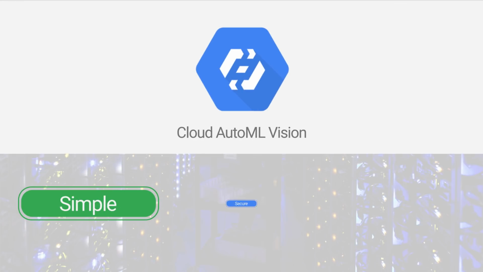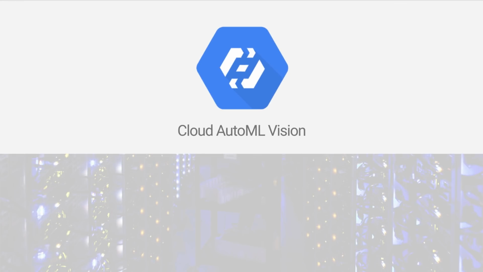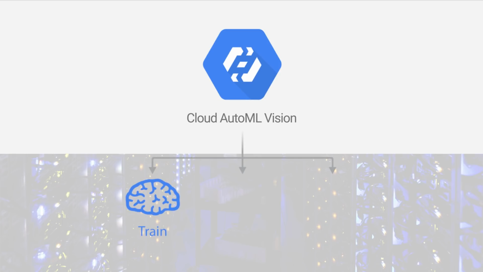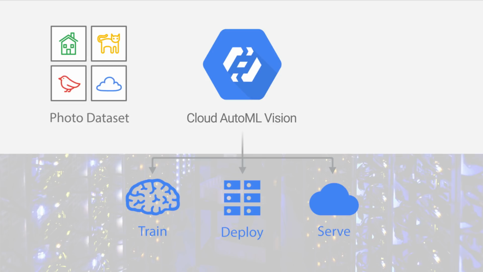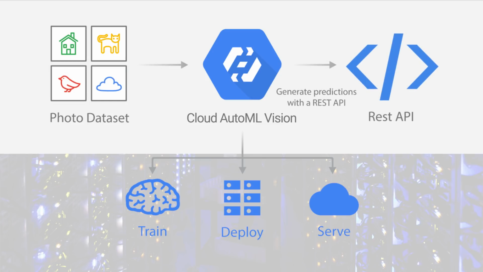Cloud AutoML Vision lets businesses and developers with limited machine learning expertise train custom vision models for their own use cases. Developers can upload their own labeled or unlabeled dataset, train and manage their models, and use those models directly from the cloud to make predictions.